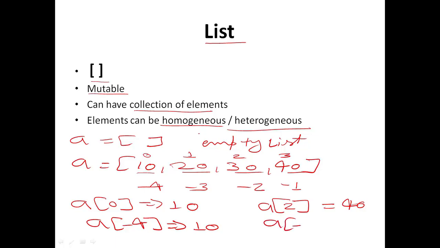Suppose I write a[-1], this will give me the last element of the list. Sorry, a[2] will give me 30, not 40, and a[-1] will give me the value 40, because 40 is at index -1, or you can say it is at index 3. So Python supports forward indexes which start from 0 and are positive, and it also supports backward indexes that start from -1.